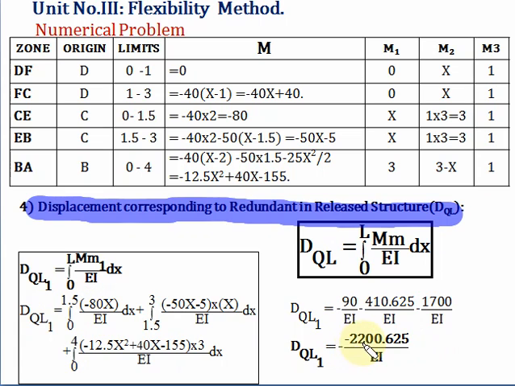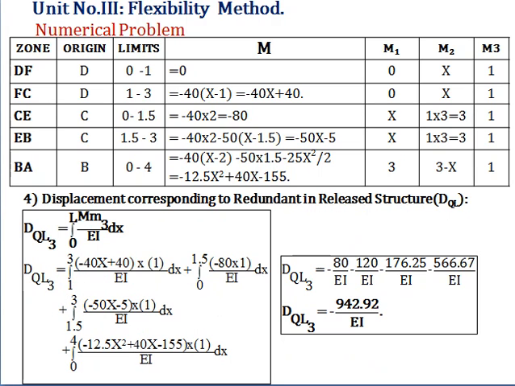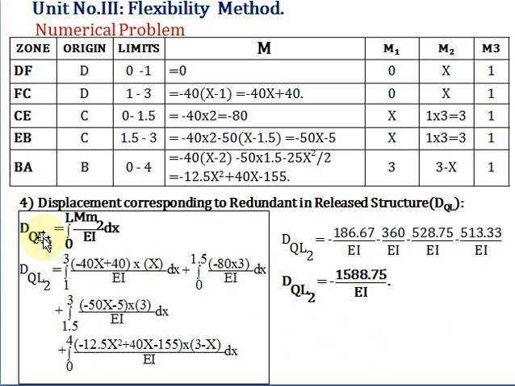So here the value of dQL1 is minus 2200.625 upon EI. Next we will find dQL2. In dQL2, instead of small m, you have to put m2, and multiply capital M by m2. So whatever values are there in the column of capital M, you have to multiply with the values in the column m2, and after doing this, we have found dQL2.